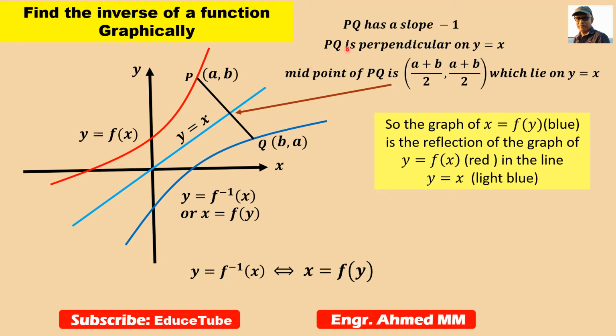To understand that, say PQ has a slope of -1. And the slope of y equals x, y equals mx, where m equals 1. So if we multiply this line's slope and this line's slope, we get -1. It means it is perpendicular. So PQ is perpendicular to this. Surely we can find the midpoint, (a plus b) by 2, which lies on this line, the midpoint here.